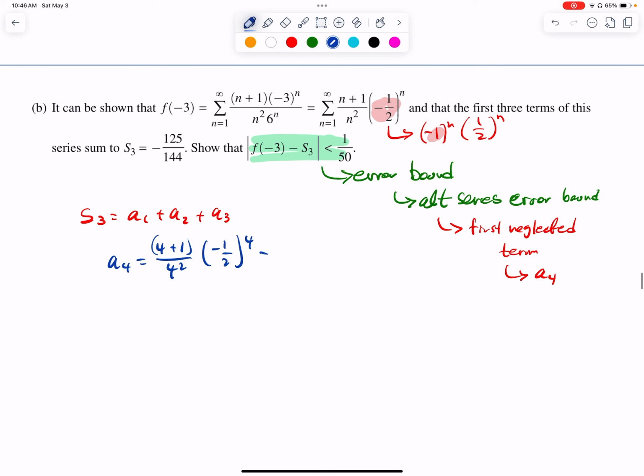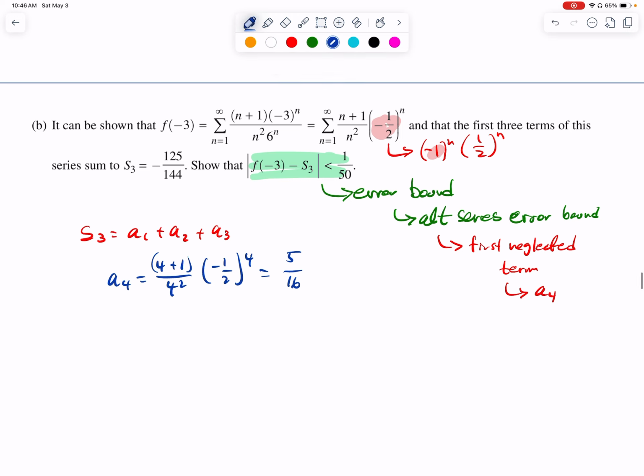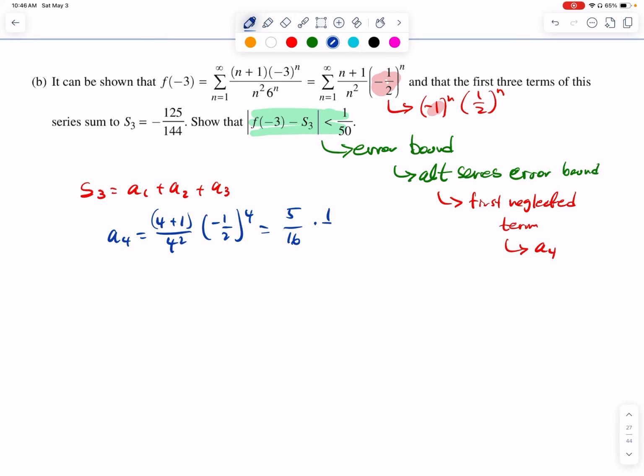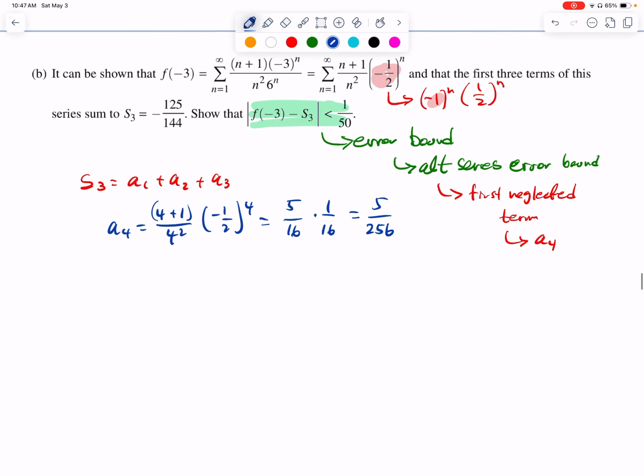All right, now let's just kind of simplify all of this stuff. So this is going to be a 5 over 16. This is now a positive number because we're raising it to the fourth power, and 2 to the fourth. It's 2 times 2 is 4. 2 times 2 is another 4. 4 times 4 is 16. So times 1 over 16, which is 5 over 256. Okay. All right, so that's what our term is.